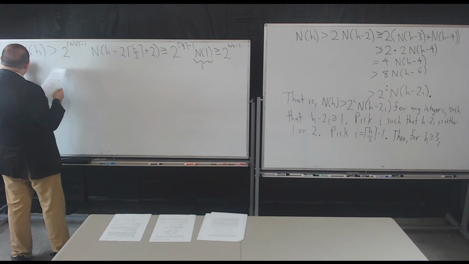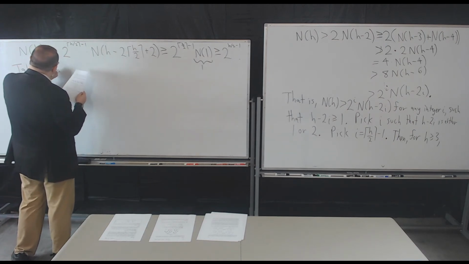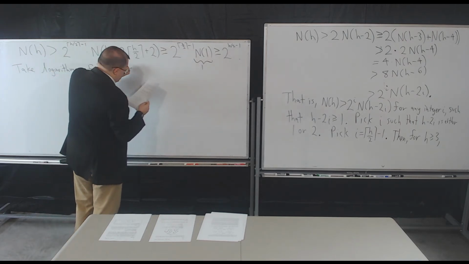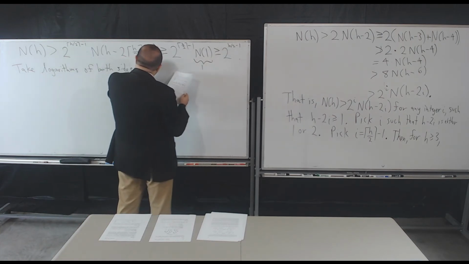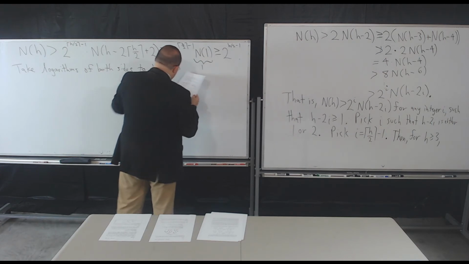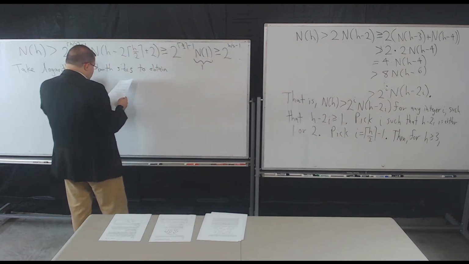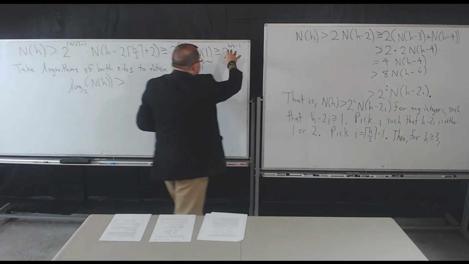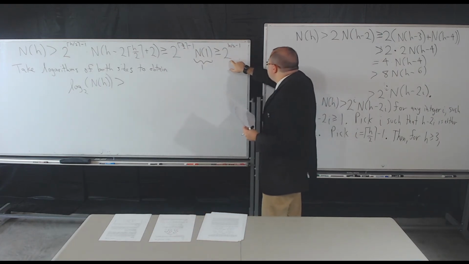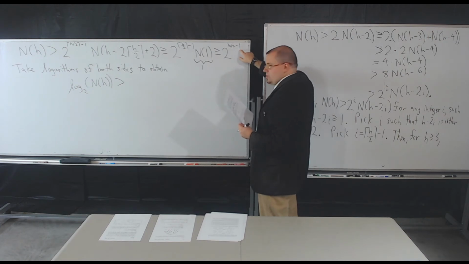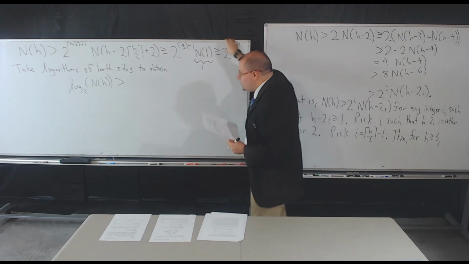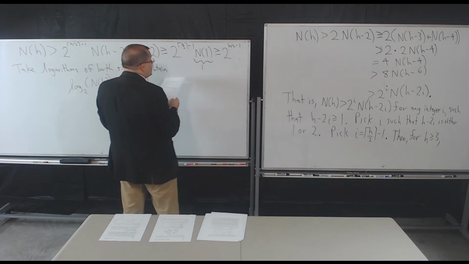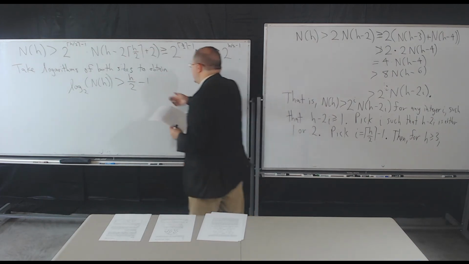So now all I'm going to do is take logarithms of both sides to obtain: log base 2 of n of h is strictly bigger than. Now, if I put log base 2 on this, it'll be log base 2 of 2 to the power of h over 2 minus 1 on the exponent here. So I can use the power rule of logarithms to pull that h over 2 minus 1 in front. So I end up with h over 2 minus 1. Remember, log base 2 of 2 is 1. That's where the log went.